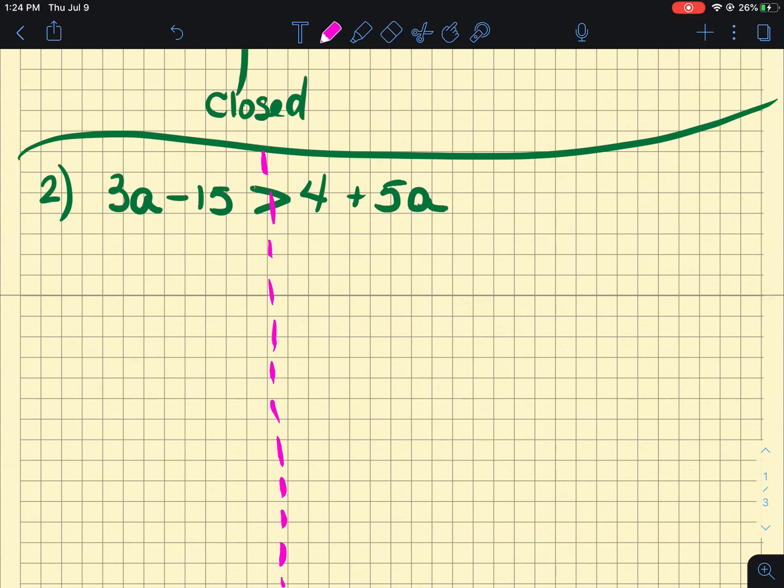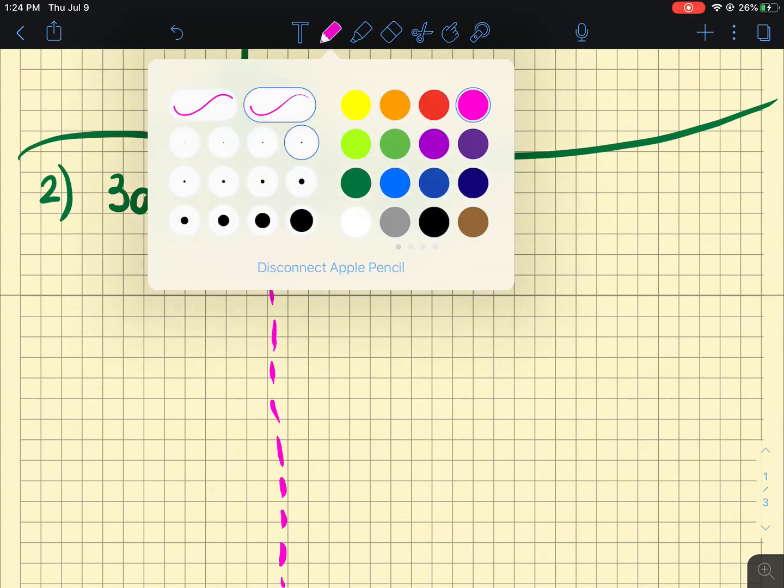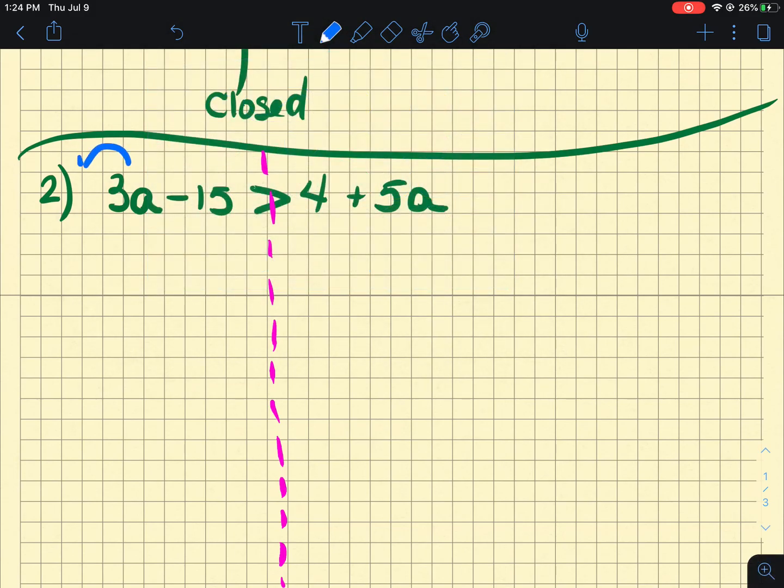In front of the 3, now this is where people get mixed up. Look in front of the 3. That's the sign we're looking for, not that subtraction after it. That's on the 15. In front of the 3 is an invisible plus. So that means we need to subtract 3a from both sides.